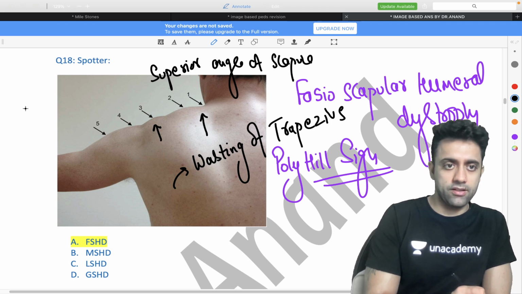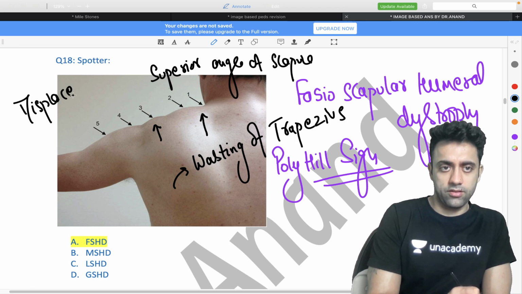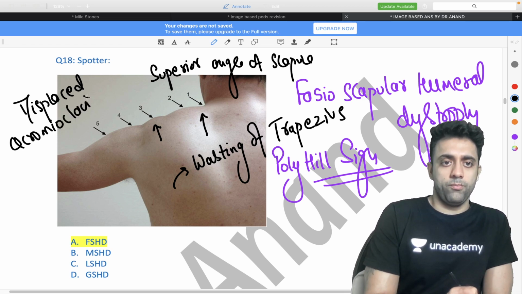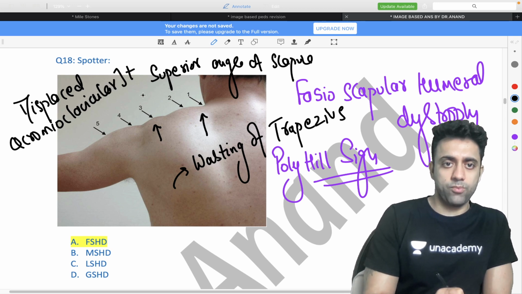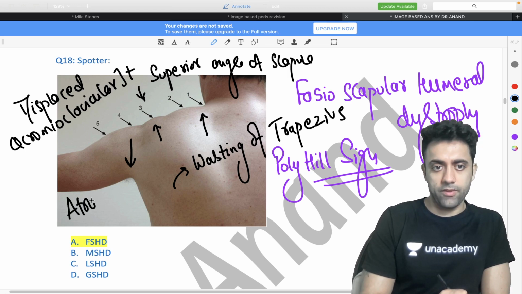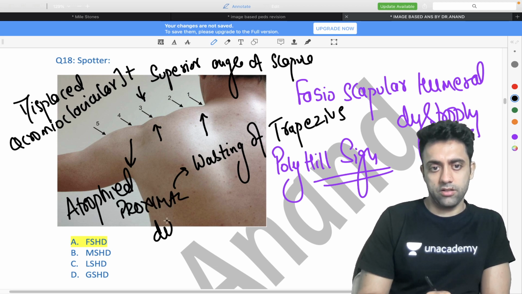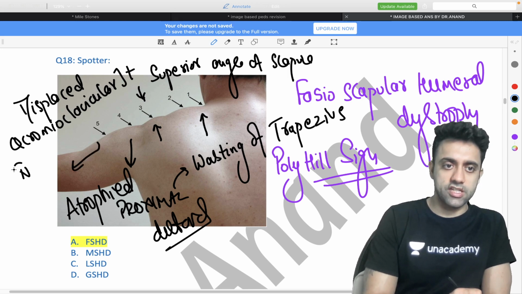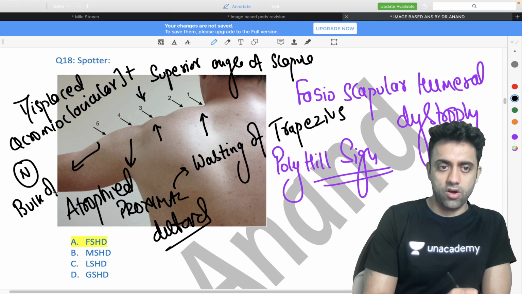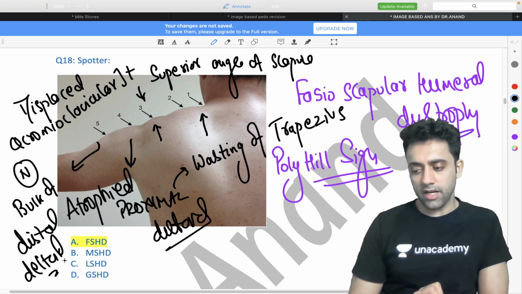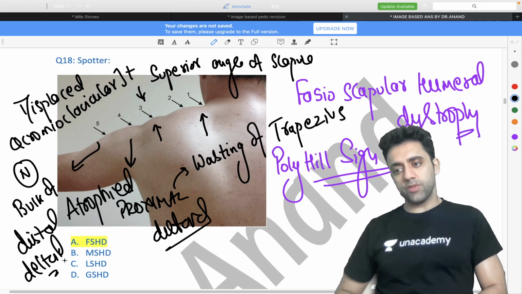What is number three? Displaced acromioclavicular joint. That is point three. Which is point four? Point four is atrophied proximal deltoid. And which is number 5? Number 5 is normal bulk of distal deltoid. Done. So these are the 5 important points of facioscapular humeral dystrophy.